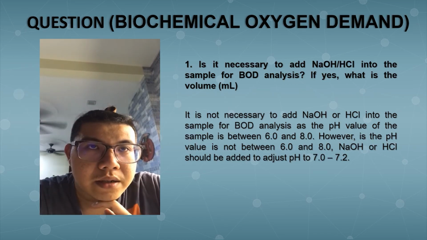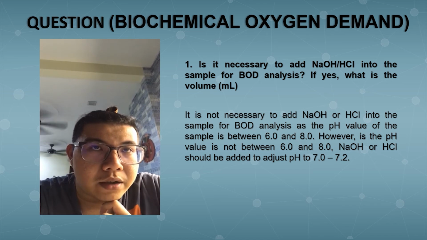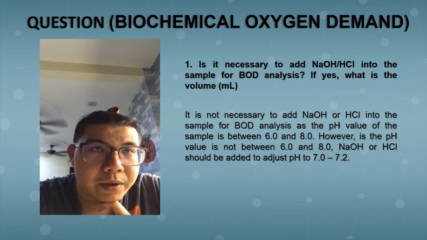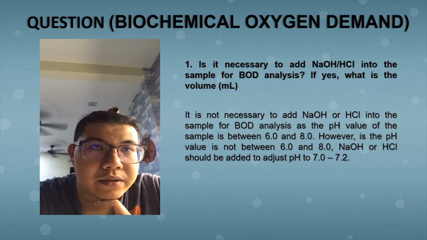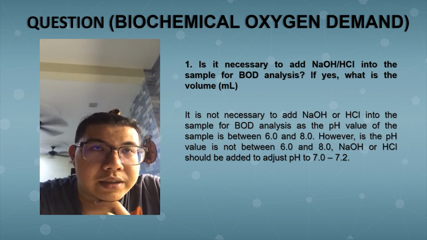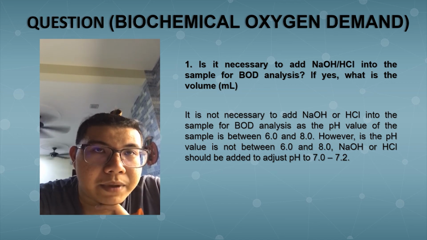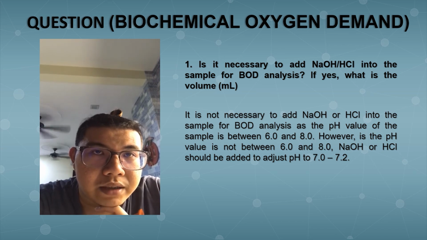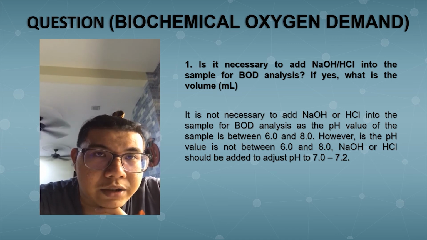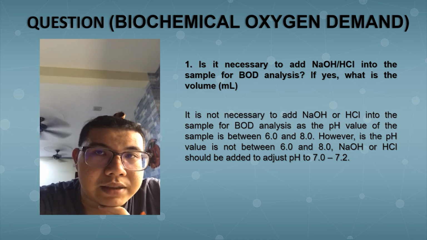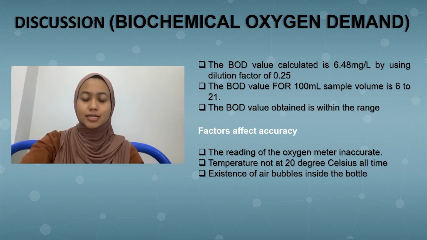Is it necessary to add sodium hydroxide or hydrochloric acid into the sample for BOD analysis? If yes, what is the volume? It is not necessary to add sodium hydroxide or hydrochloric acid into the sample for BOD analysis as the pH value of the sample is between 6 and 8. However, if the pH value is not between 6 and 8, NaOH or HCl should be added to adjust the pH to between 7 and 7.2.